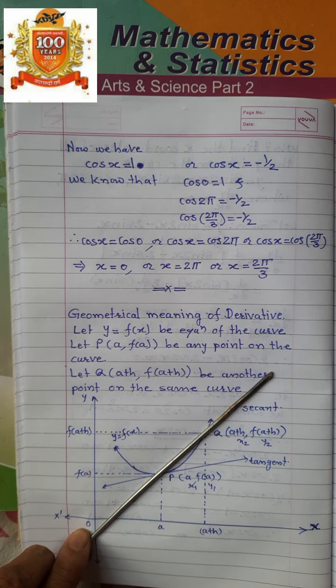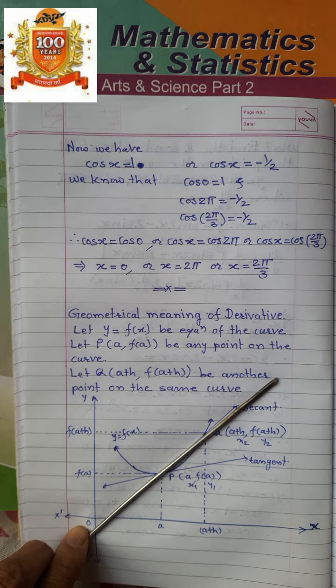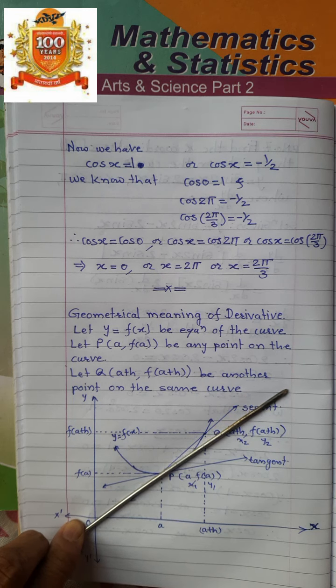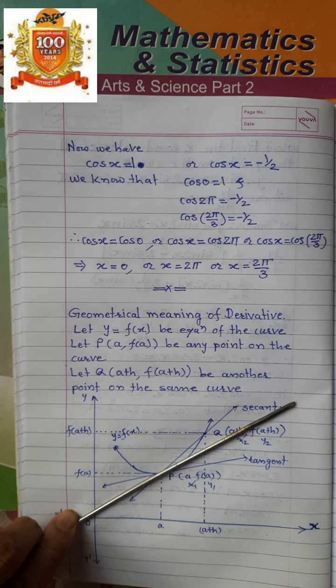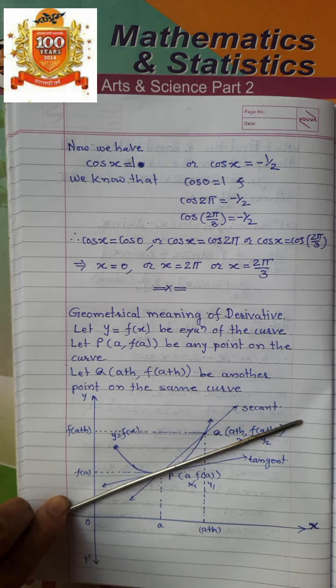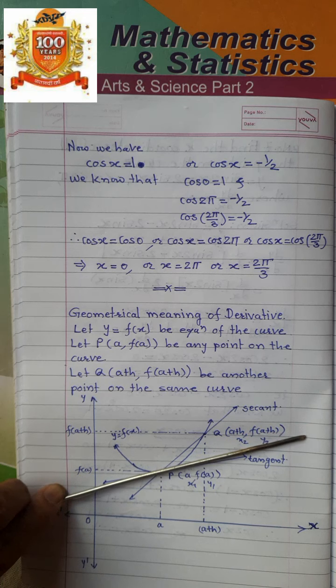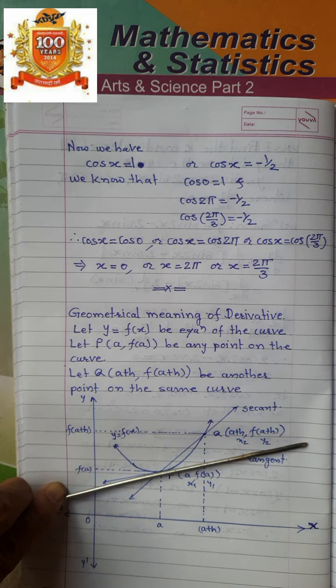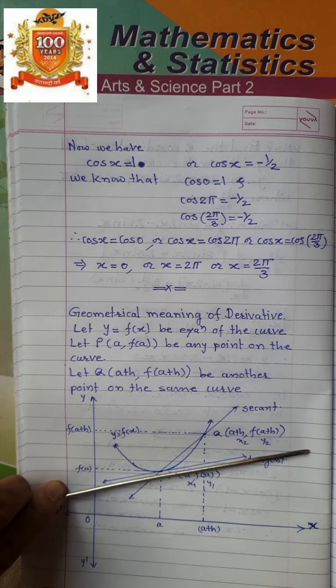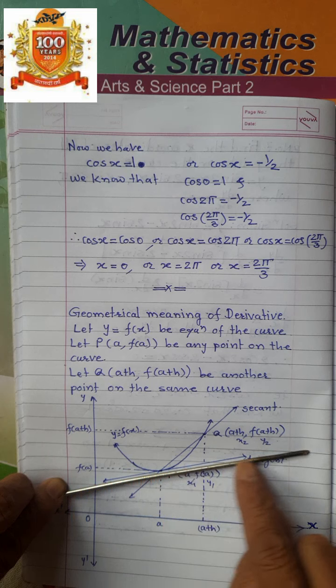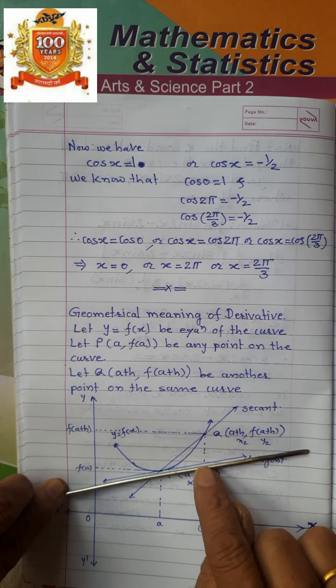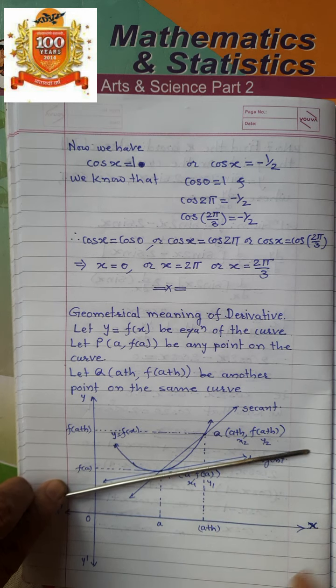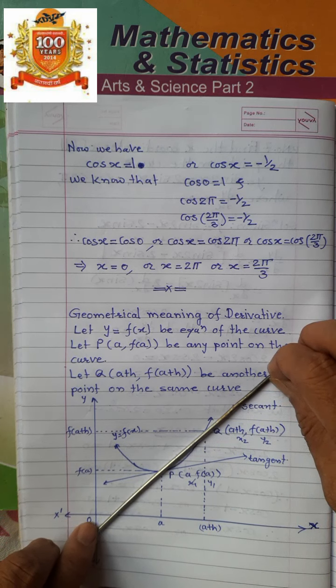Let us see, this is our secant. As h tends to 0 means Q tending towards the point P, isn't it? And after some time the Q acquires the position of point P. Now this secant becomes a tangent to the curve. Observe carefully. This line becomes a tangent to the curve when h tends to 0, isn't it? See carefully. This is our secant.